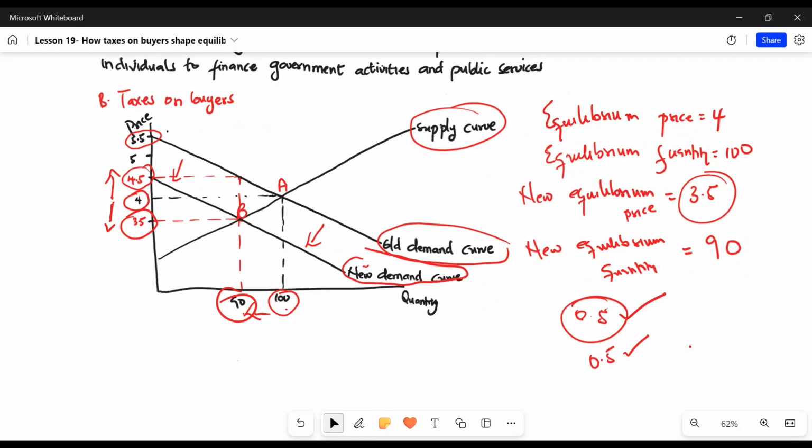But as I said in our previous class, this is not always the case. It could be that one party can pay more than the other party, depending on the elasticity of demand and supply. And that is what we'll be looking at in our next lesson. So this is all we have for how taxes on buyers shape equilibrium outcome. Our next lesson will be on the economic burden of taxes and how it is distributed between buyers and sellers.